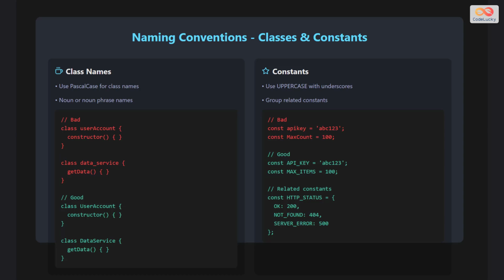When naming constants, use all uppercase letters with underscores to separate words. It's good practice to group related constants together. For example, you could have API_KEY and MAX_ITEMS and group the HTTP status codes into an object as shown.